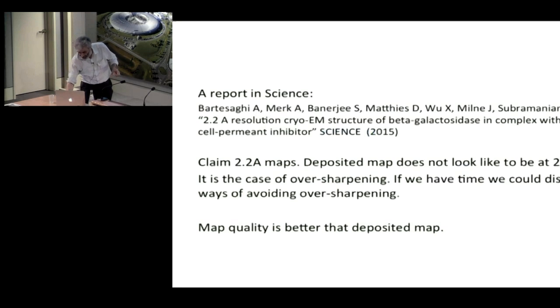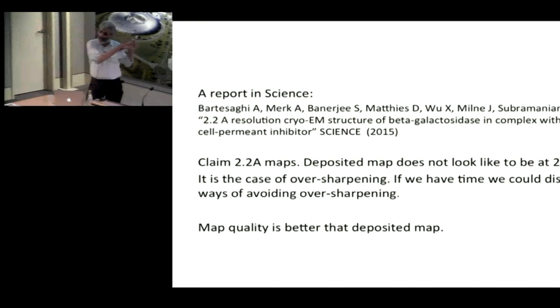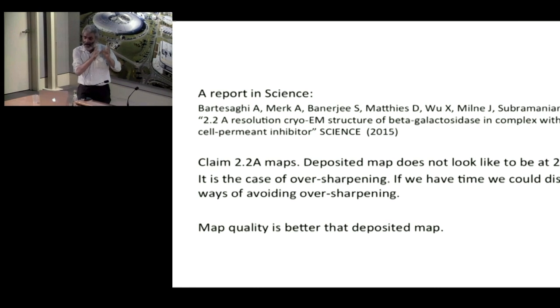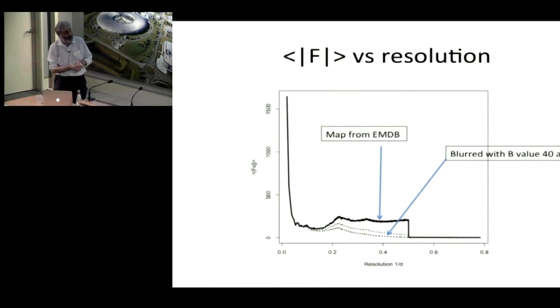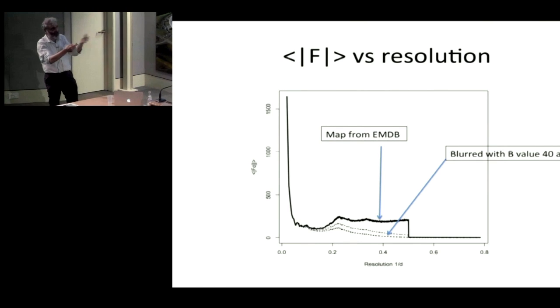One of the papers describes this type of over-sharpened map. They don't mention it, but I mention it. I should tell you that this paper is very nice, this work is very nice, and the map is very good. I should even tell you that the map is much better than it is described in the paper. You can see all side chains, you can see all ligands and so on. By looking at the map, you see some features, you don't see some features.